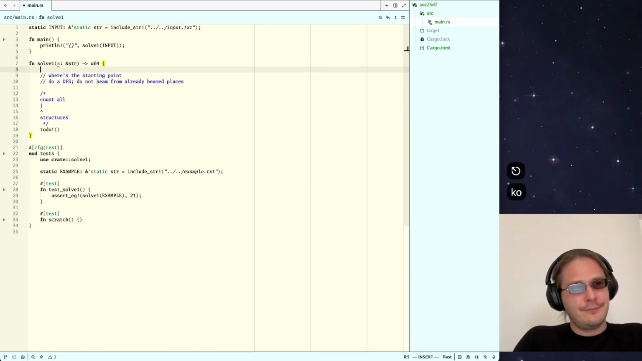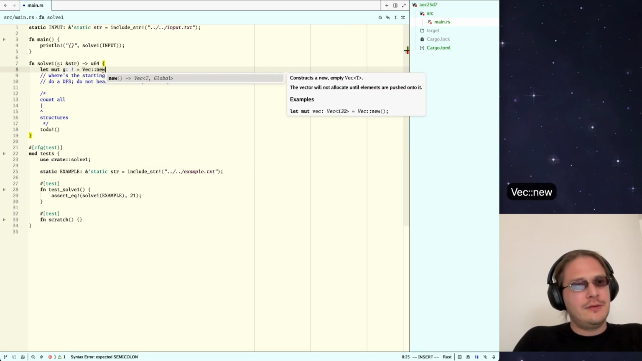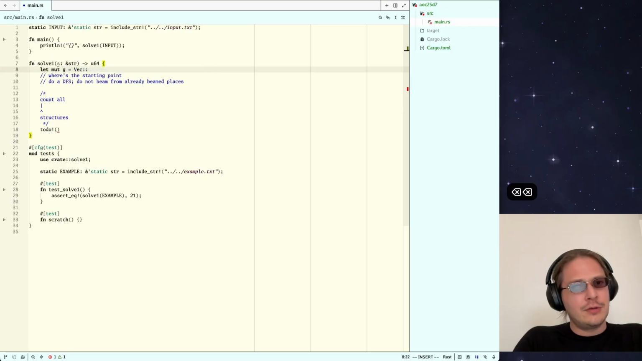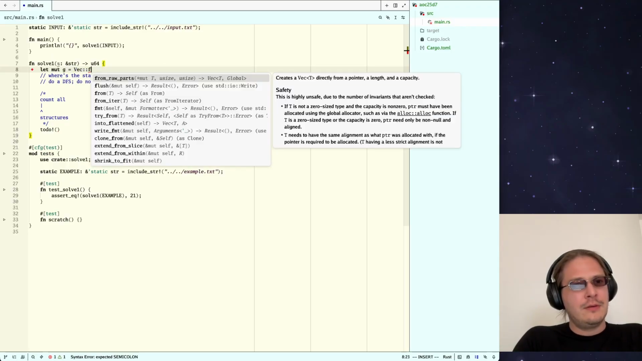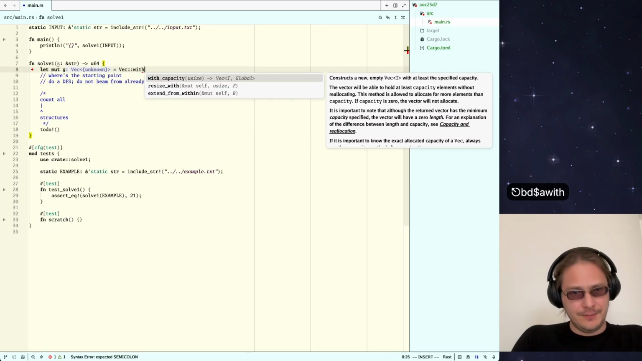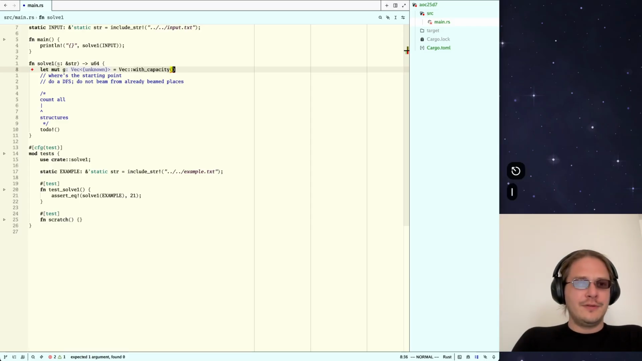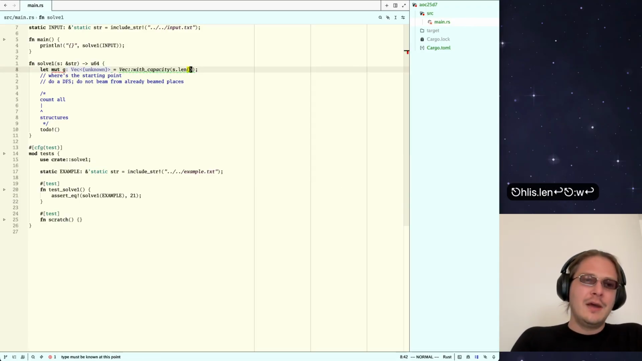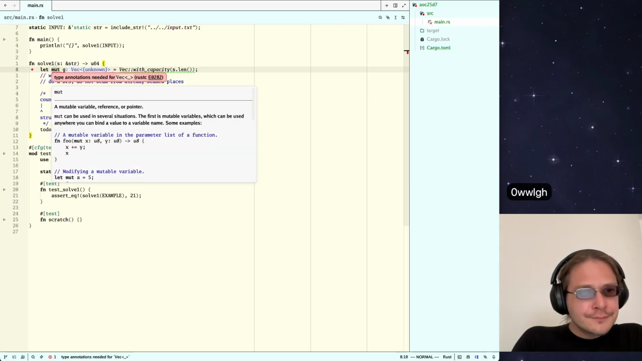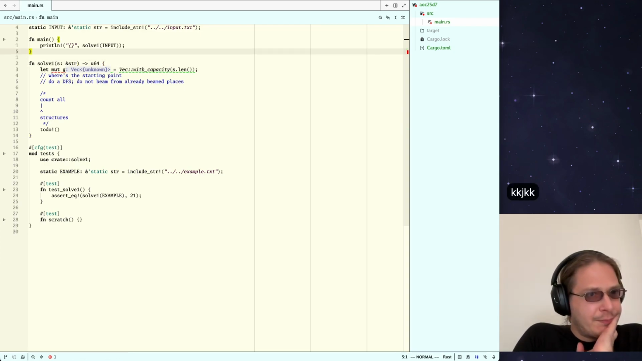Okay. So let's have our grid. Let's say that this is a vector of bytes made from, let's say, like this. Actually, I really don't know the capacity yet, but yeah, this is a good proxy as length. Now, yeah, type annotations needed, definitely, but not right now. So, what happens next?